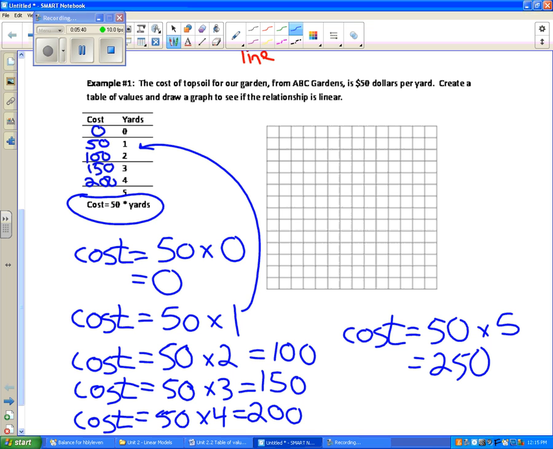So now I want to graph it and have a look at the relationship to see if it is indeed a line. So we've got to start naming our graph. So down here, I'm going to use a different color. We're going to have yards of dirt. Over on the side here, we're going to have cost. And my title is going to be topsoil cost.